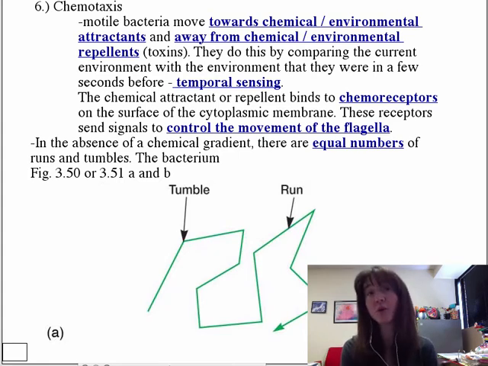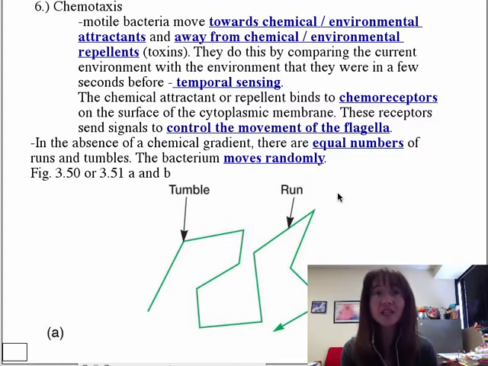It has to keep moving in order to do that because it can only use temporal sensing. So if it gets to one spot, say down here, where it's finally like, whoa, I sense something, then the length of runs will start to get longer, and the number of tumbles will start to get less. So in the absence of a gradient, the bacterium has equal numbers of runs and tumbles, and it moves randomly.